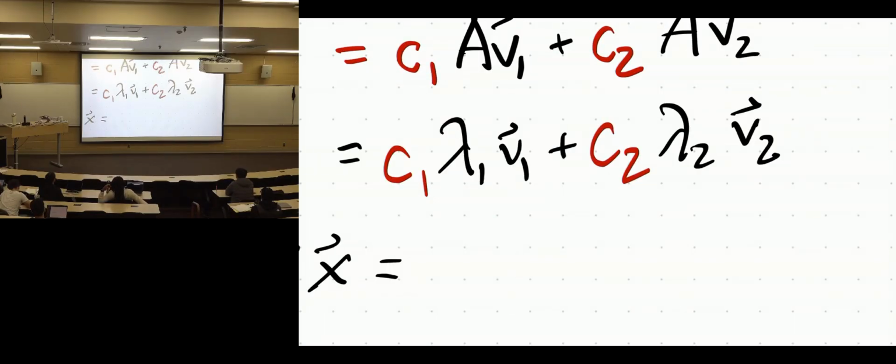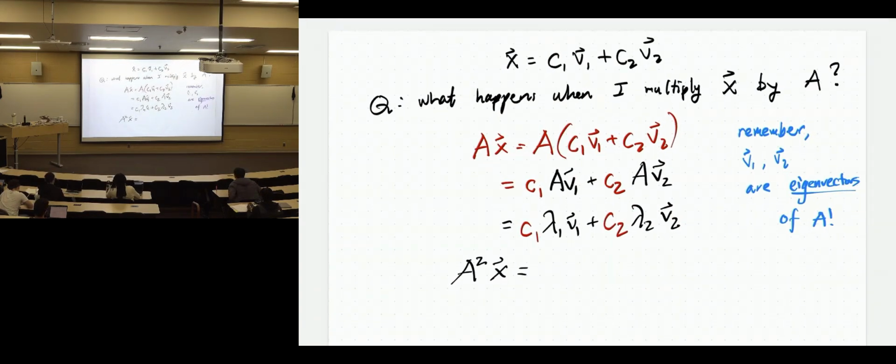The C1 lambda 1, those are constants, and multiplying A by a V1 just turns that into lambda 1 V1. But I already had a lambda there, so this just becomes lambda 1 squared. So this becomes C1 lambda 1 squared V1 plus C2 lambda 2 squared V2. Do we buy that? That's the beauty of lambda and V being eigenvalue eigenvector pairs. Multiplying by a matrix equals scaling by a constant. It reduces the complexity of the situation by a lot.